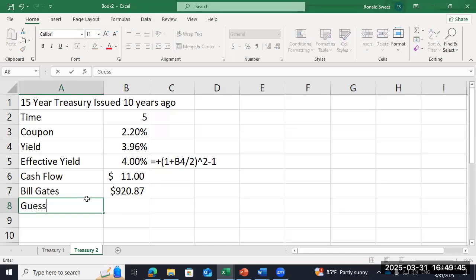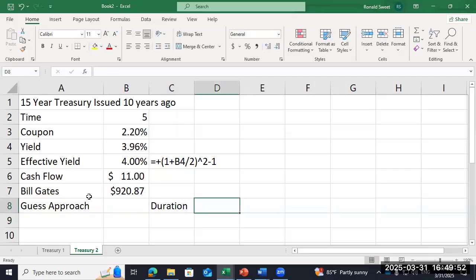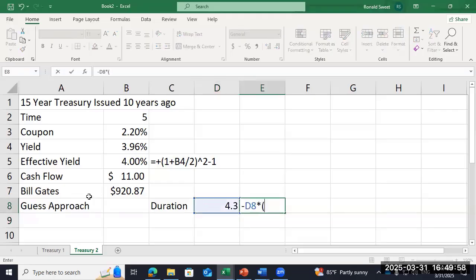Let's do the guess approach. So I'm going to guess on duration. Oh boy, I'm getting really bad at this. Let's say 4.3 years. So in that case, we get minus 4.3 times the change in yield. So yield today is 3.96. You don't use the effective yield here, you use actual yield minus the coupon.